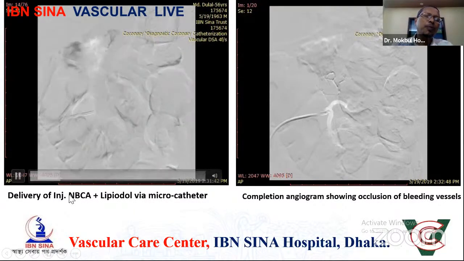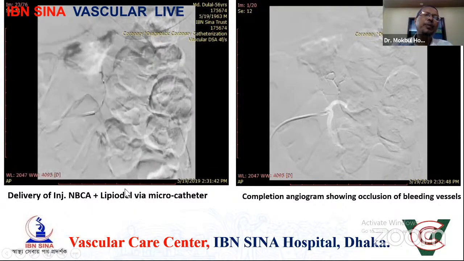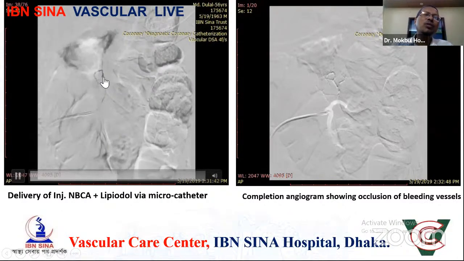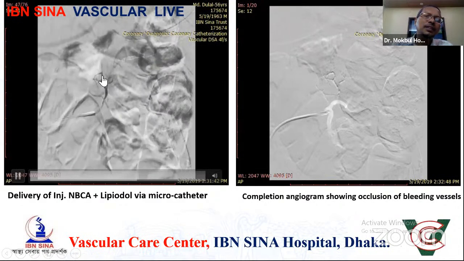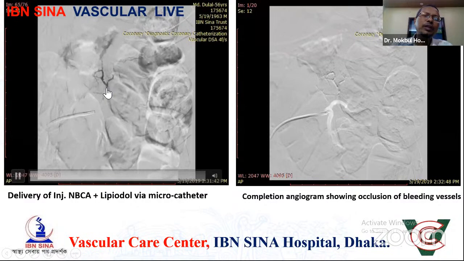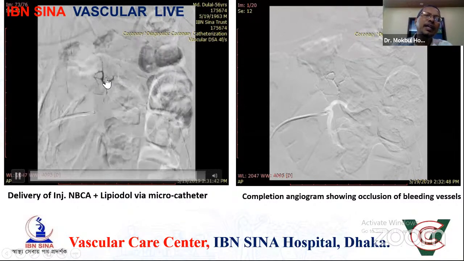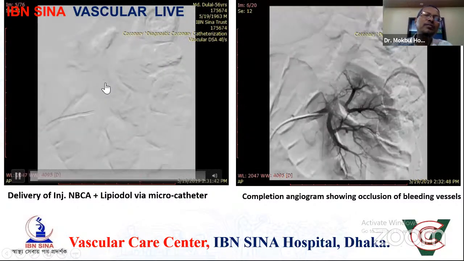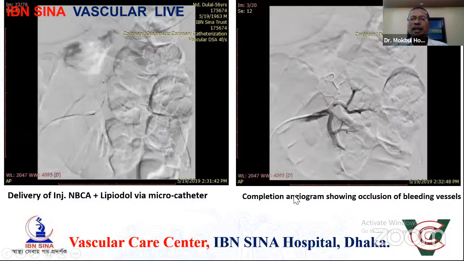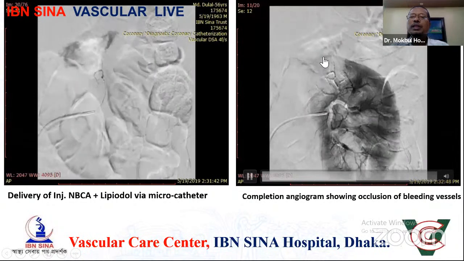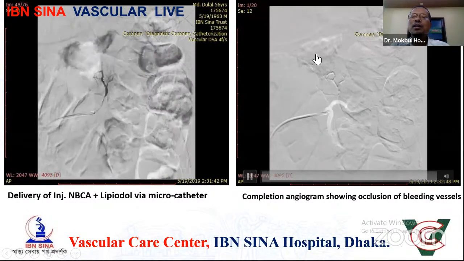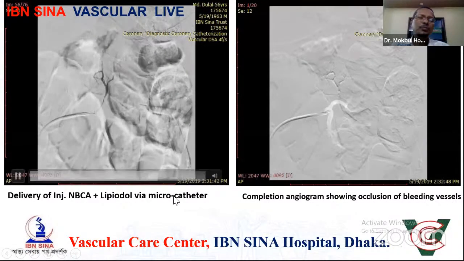So now the deployment of injection NBCA and lipiodol. This is not the usual contrast; rather, this is the deployment of the glue. This is NBCA mixed with lipiodol, and it has occluded the culprit bleeding vessel. And the DSA on the right side, the completion angiogram, shows there is no extravasation on the apical part of the left kidney.